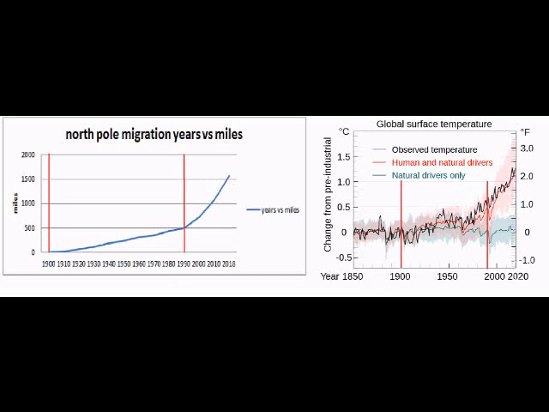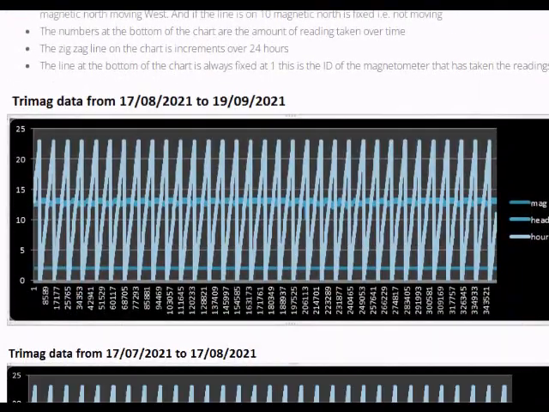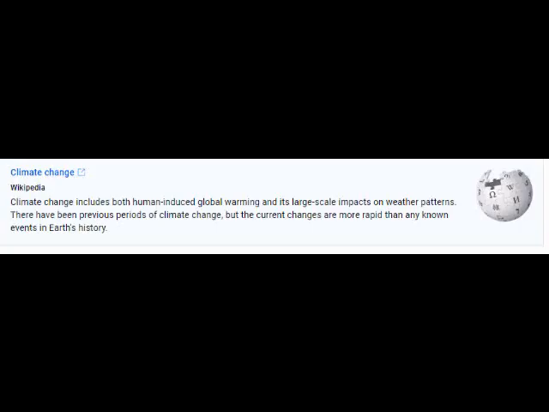Now I'm going to show you where I got these charts from. The chart we've been looking at on the left comes from my website. Under TriMag data, you can see the chart and all the TriMag data that we've been collecting for the last 3 years on the pole, the exact position of where it's migrating. The one on the right comes from the Wikipedia page that is very likely being added to this video just down there before the comments section.